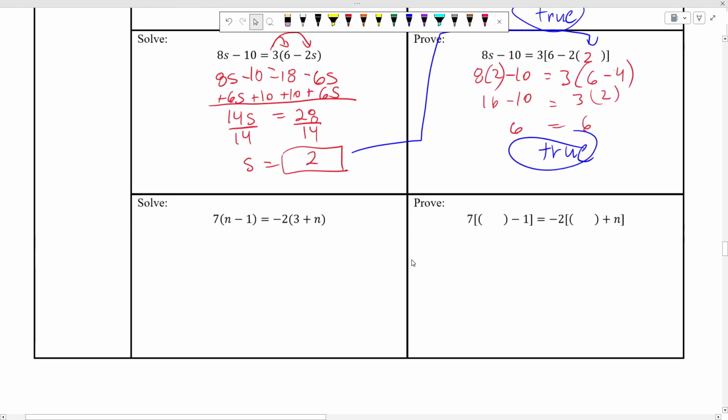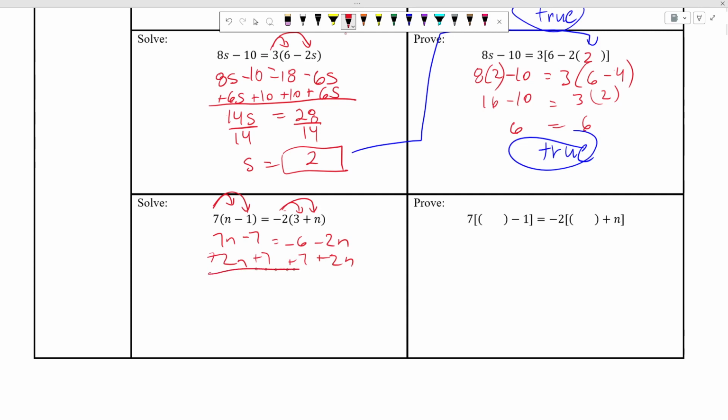Next one. Next one here, guys. Okay, so I have opportunities to distribute. 2 opportunities to do so. 1, 2. All right, distribute, distribute. Okay, 7n minus 7 equals, let's see, minus 6 and minus 2n. Okay, collect to the left by performing inverse operations. Collect these non-variables off to the right by performing inverse operations.